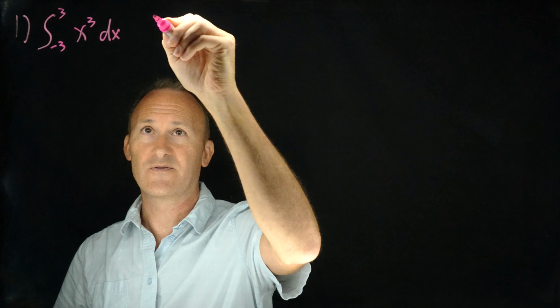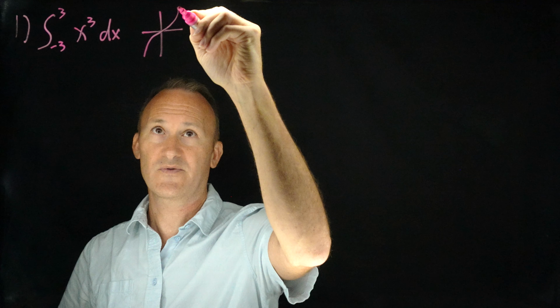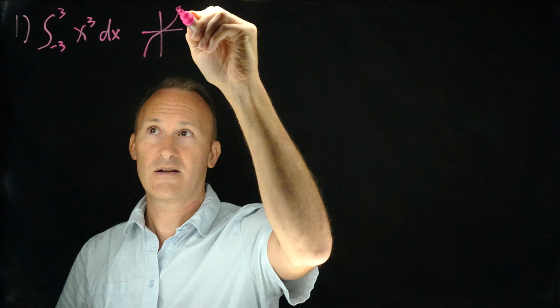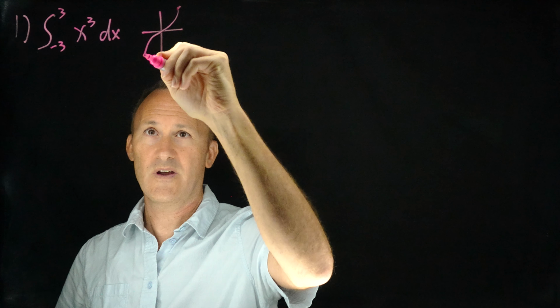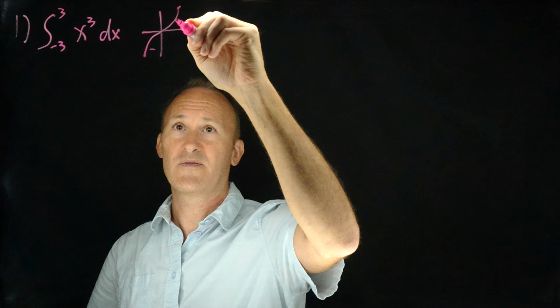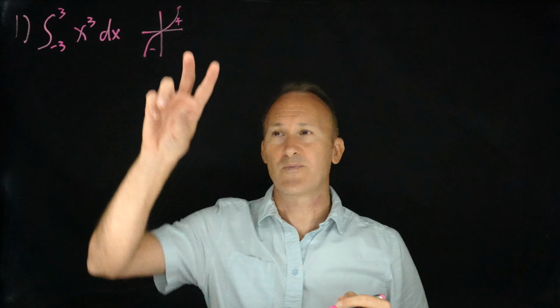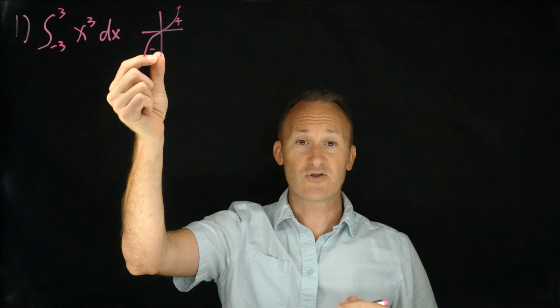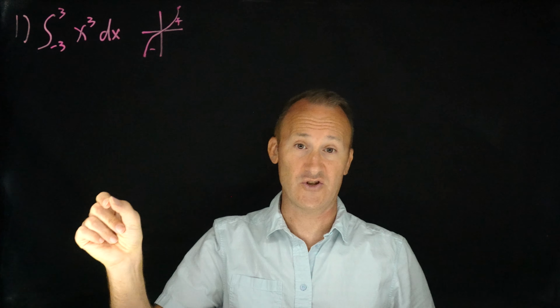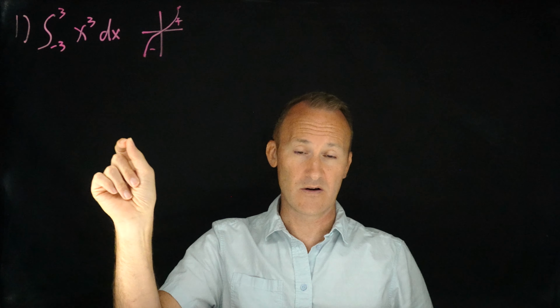If we look at this visually, we've got a cubic function, it's perfectly symmetric, and the area under the curve is negative under the x-axis, and above is positive. But the positive and the negative parts will actually cancel each other out because it's an odd function. So this integral is actually 0.